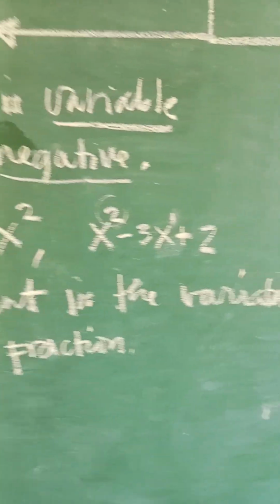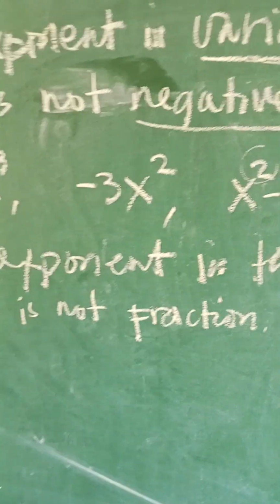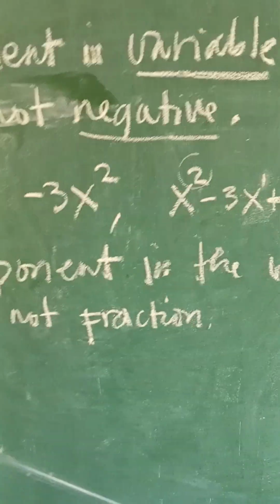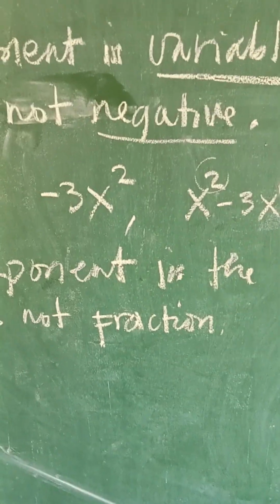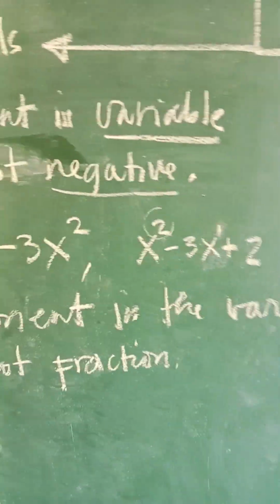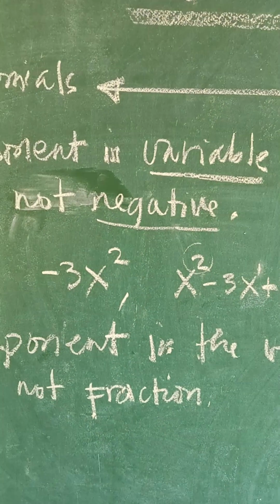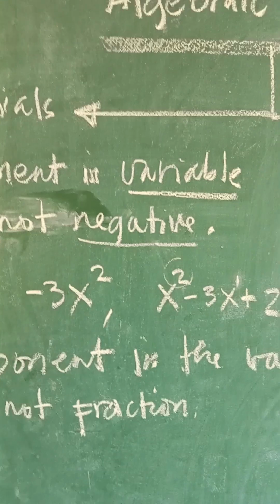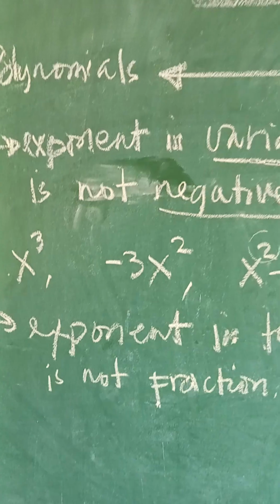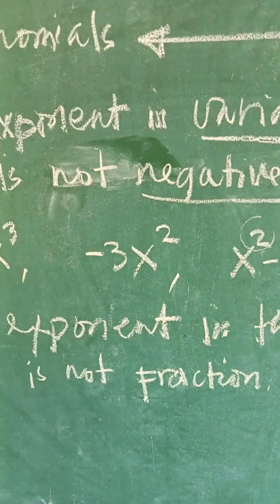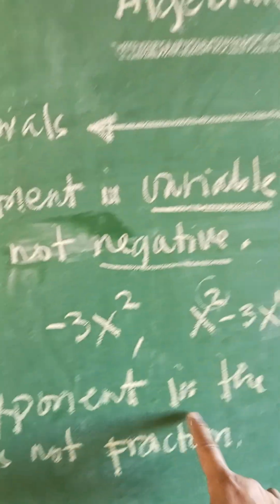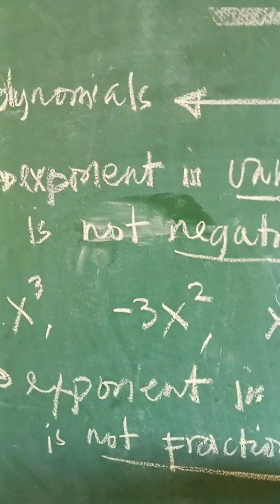So the exponent in the variable is not a fraction, or sometimes we call that a rational number, or it cannot be considered a radical expression, where that radical cannot be expressed as an integer or whole number. So just make it simple: an algebraic expression is considered polynomial if the exponent in the variable is not a fraction.